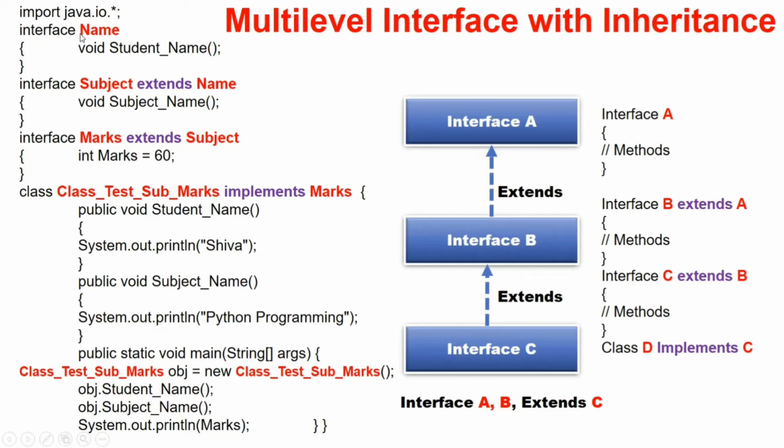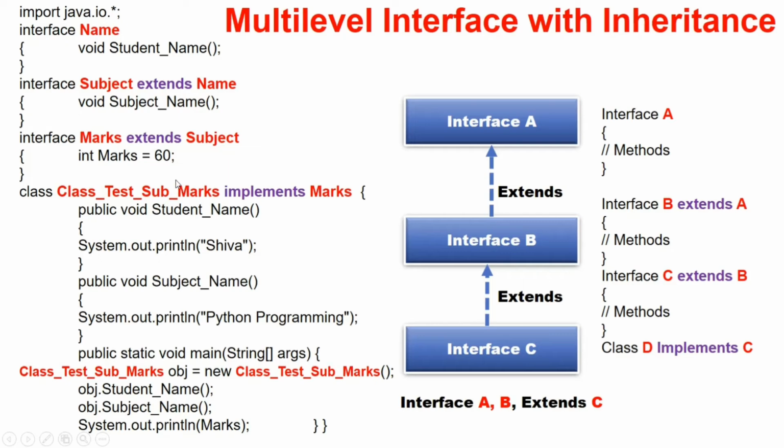Now this is an example which we have here. Interface 1 is name, which has the method called student_name, and interface 2 is called subject. It is going to extend the name, and it has a method void subject_name. The third interface is marks, which is going to extend subject. Here we have an integer marks that carries 60.